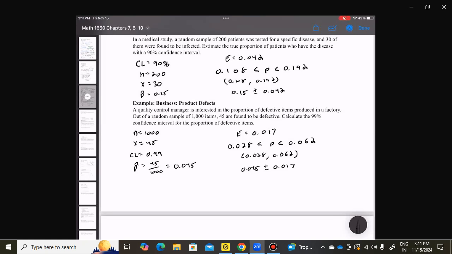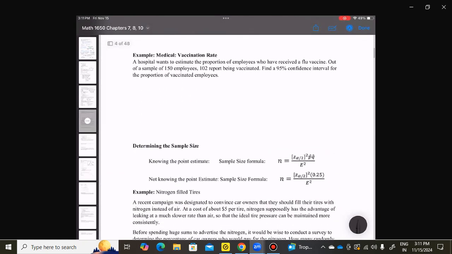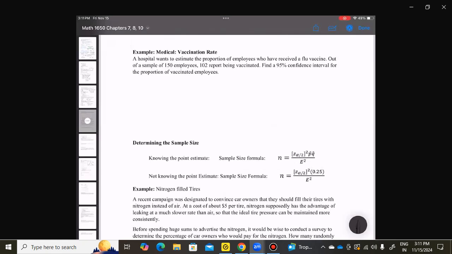Alright, let's do one more example here, and we're going to look at another thing that deals with proportions before we end this video. A hospital wants to estimate the proportion of employees who have received a flu vaccine. Out of a sample of 150 employees, 102 reported being vaccinated. So X is 102, N is 150. P hat is 102 divided by 150, which is 0.68. So about 68% of the people got the flu vaccine.